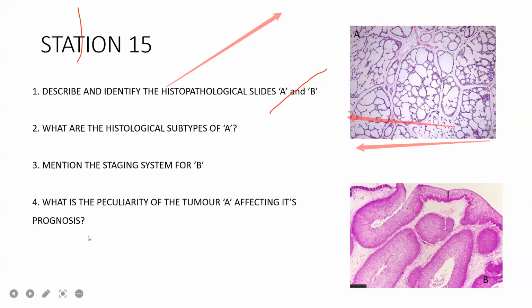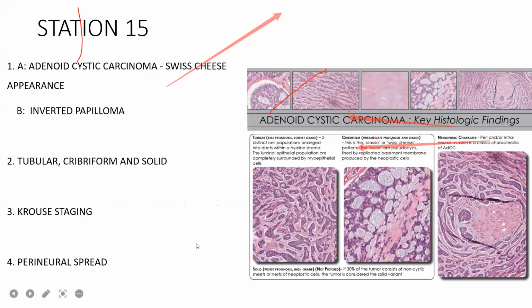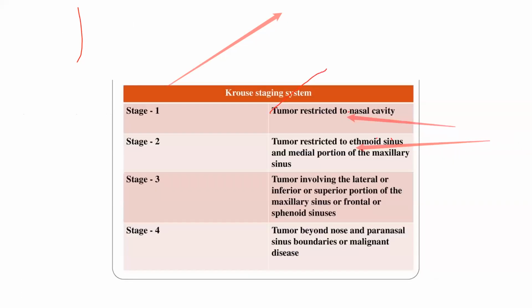The first question: what are the different types of adenoid cystic carcinoma? There are three types mainly: the solid one, the cribriform one, and the tubular one. The commonest is the tubular one, and the most aggressive type of adenoid cystic carcinoma is the solid type. The second question, related to the inverted papilloma, was: what is the staging system? You should know the Krouse staging system. It is used for staging the inverted papilloma.